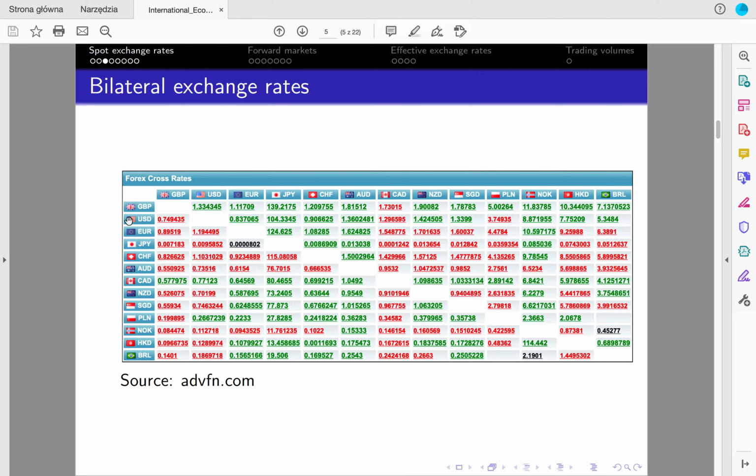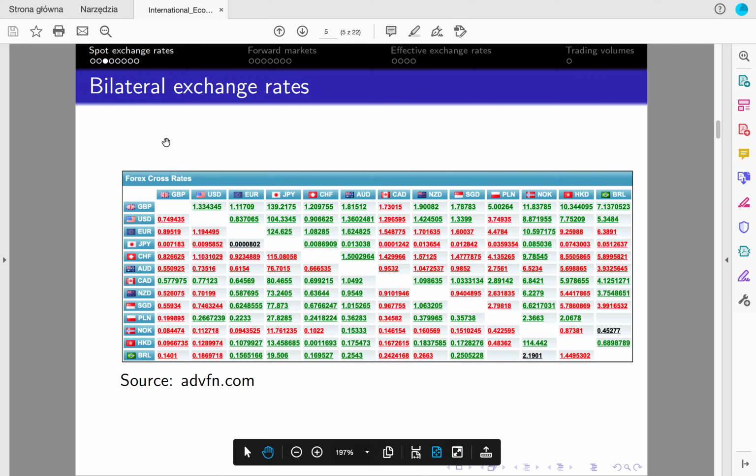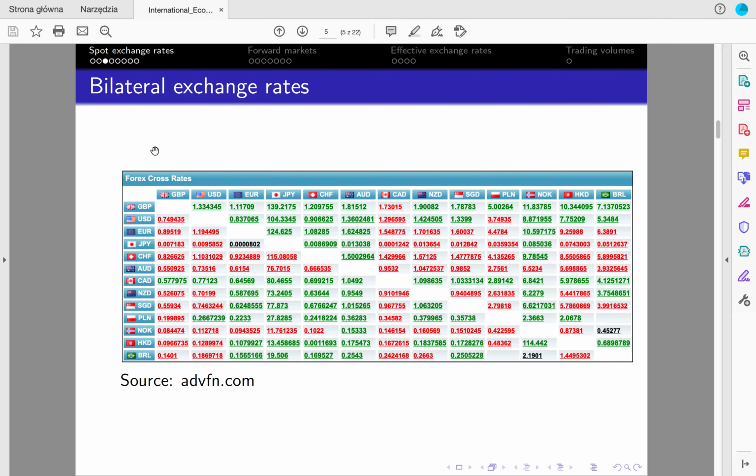What does it mean? It means that we are talking about the price of one currency in terms of another. Okay, now, for example, let's look at this table. Here we have bilateral exchange rates. Usually tables like that are called forex cross rates, because in this table we can get prices of two currencies expressed from the perspective of one country or the other.